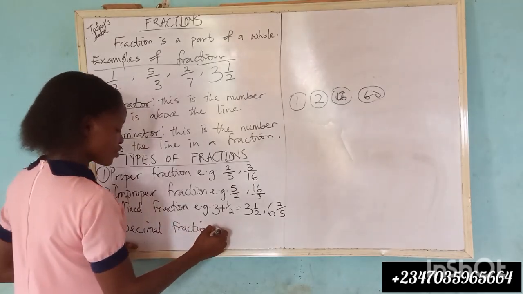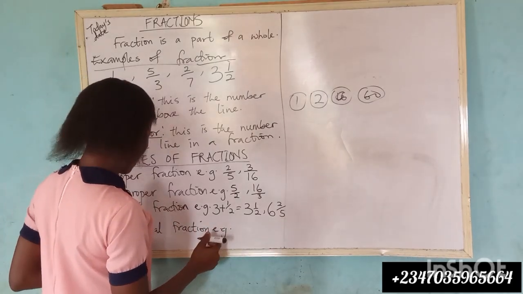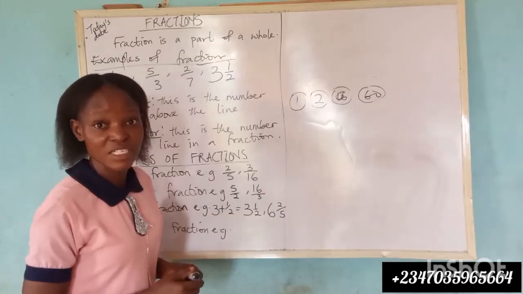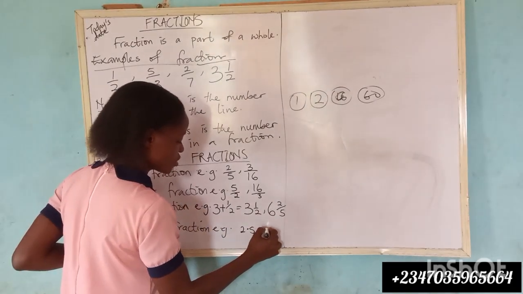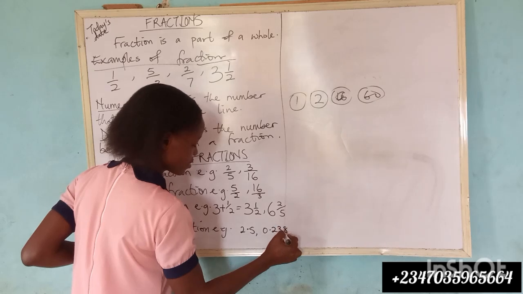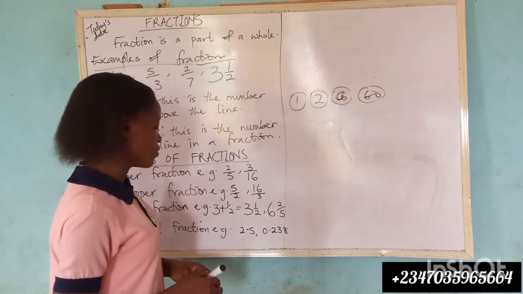And for decimal fractions, examples of decimal fractions are all the numbers that have a decimal point. Let me say 2.5, 0.238. These ones are decimal fractions.